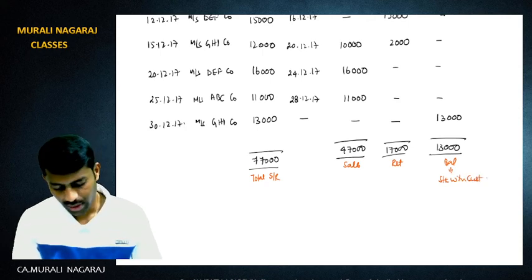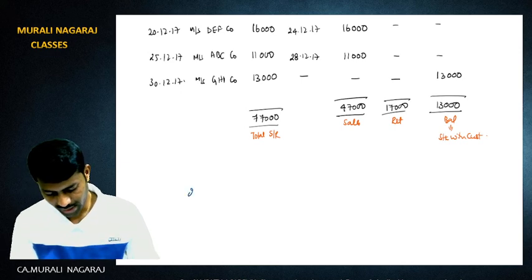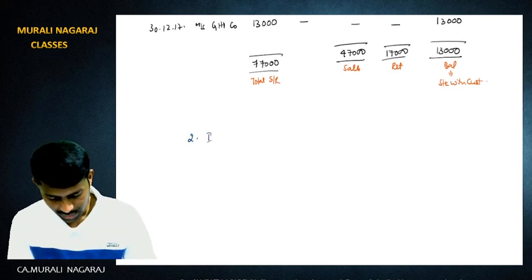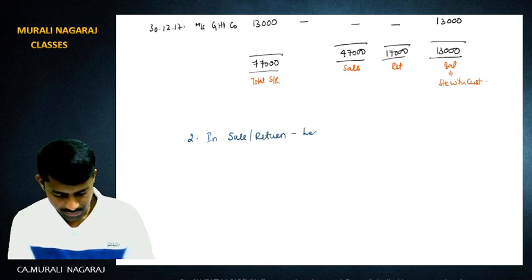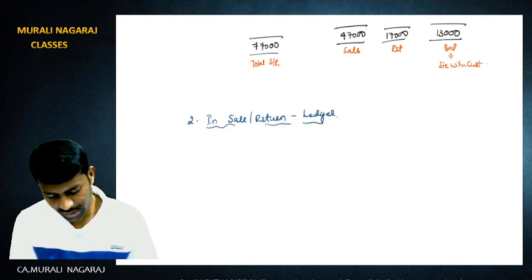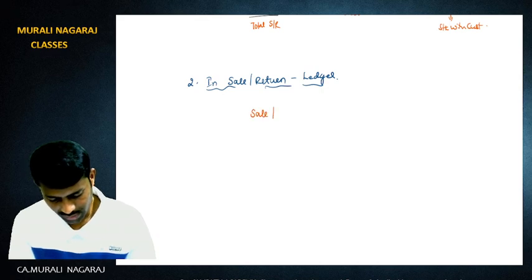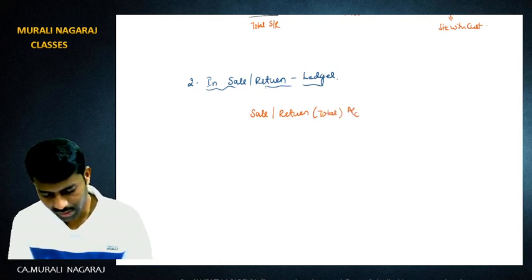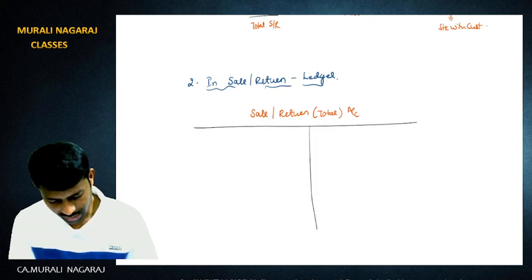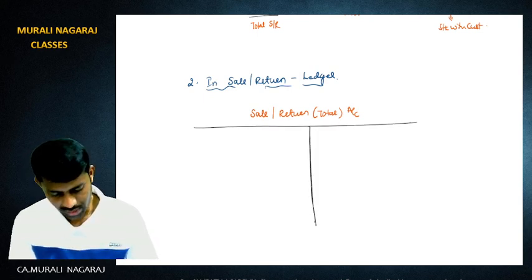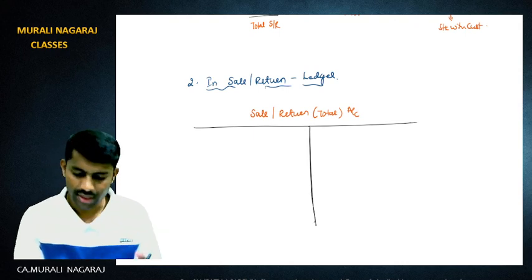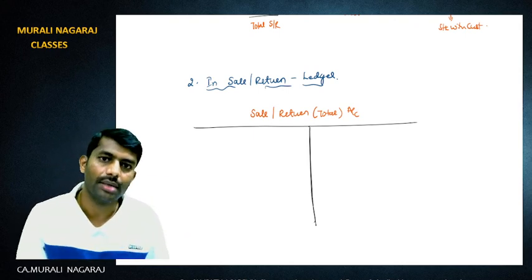Correct? So now in the second one they have asked in sale or return ledger. In sale or return ledger, they have asked second account is sale or return account. So for your information, total account they have asked. In a sale or return account, my dear friends, you should not think like only sale or return account will come. All customers, A, B, C, D, E, F, all will come in that memorandum books.